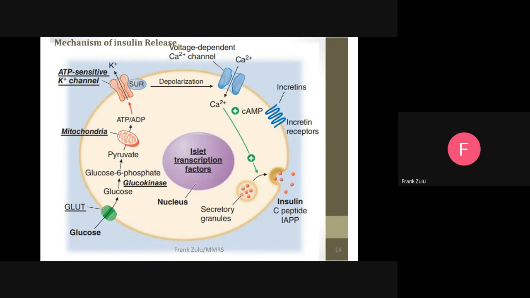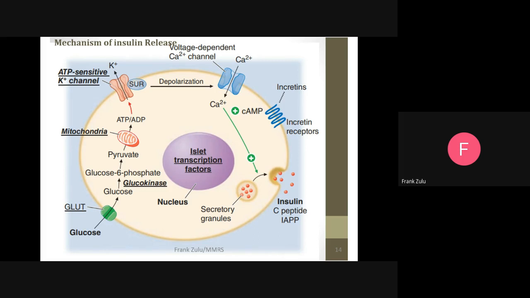Remember, these are the beta pancreatic cells, right? So this beta cell you're able to see on your screen is a typical cell that is found in the endocrine part of the pancreas, the islets of Langerhans, and it is the one that produces insulin. So how is insulin produced? First of all, we know that it is produced by the pancreas. Where in the pancreas? The beta cells.